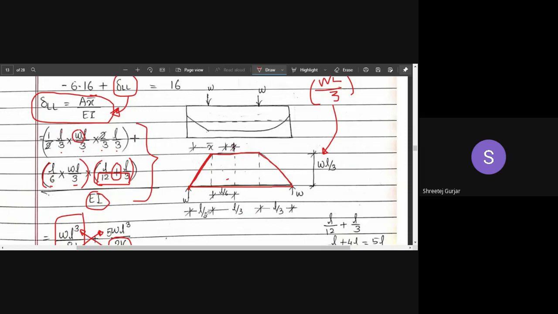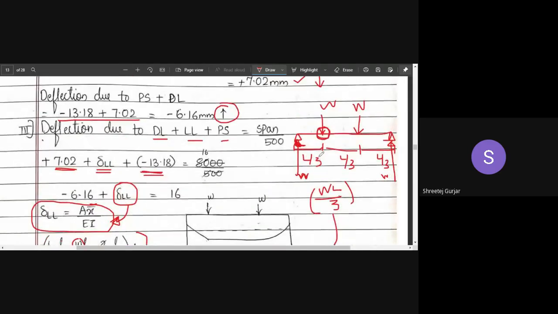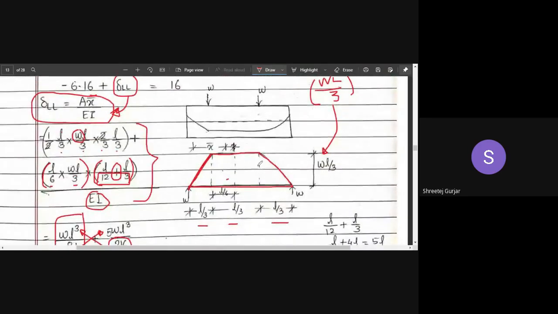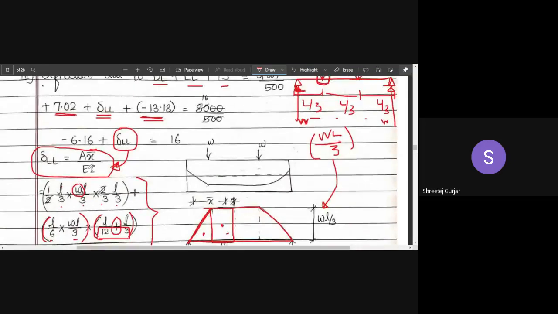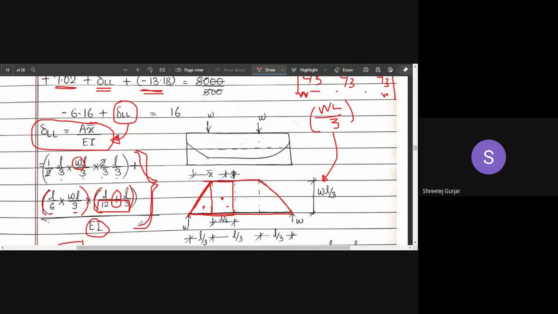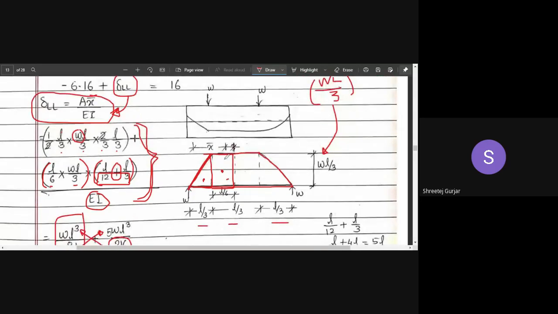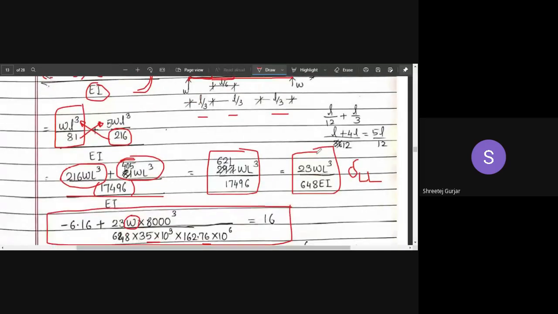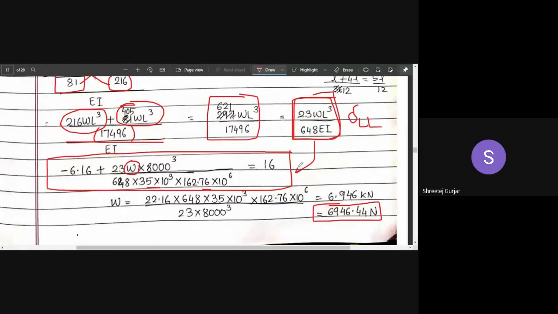We know these distances are L by 3, L by 3 and L by 3, which I have drawn over here. Once you draw this diagram, you divide it into a triangle and a rectangle, calculate the area, and multiply it by the distance of the CG from the support. That is what we have done over here, area into X bar for the triangle and the rectangle. We have simplified it and substituted it back into the equation.